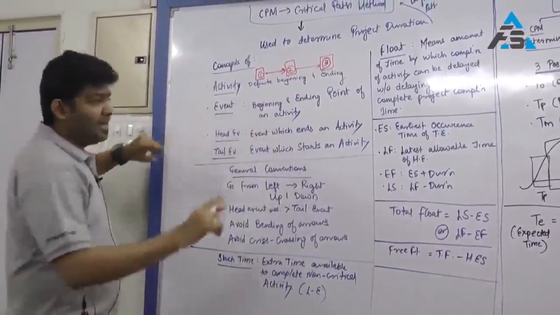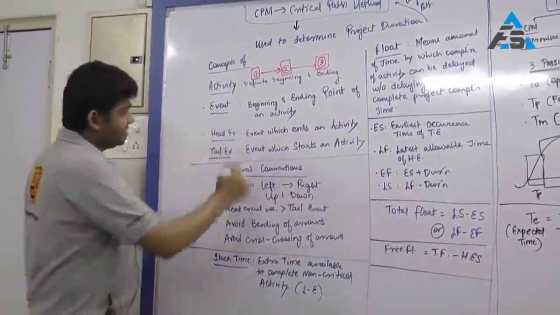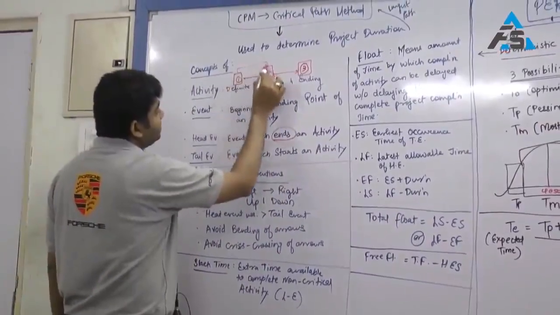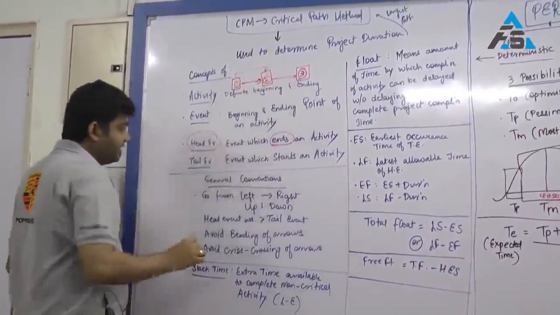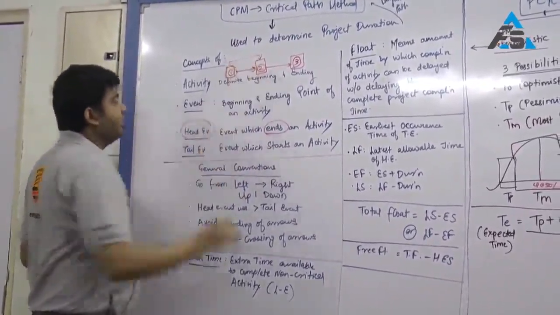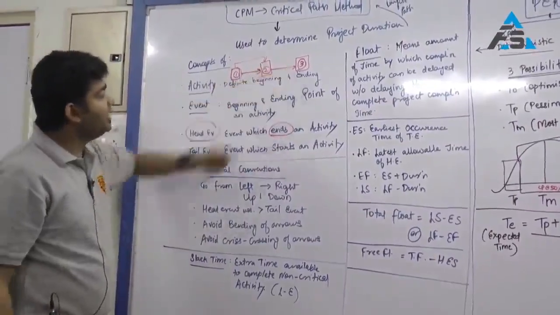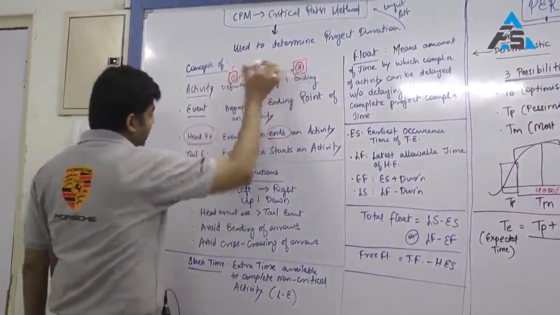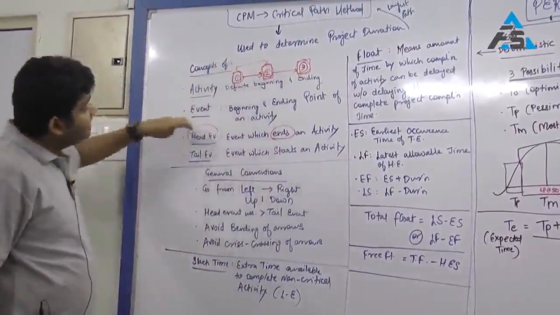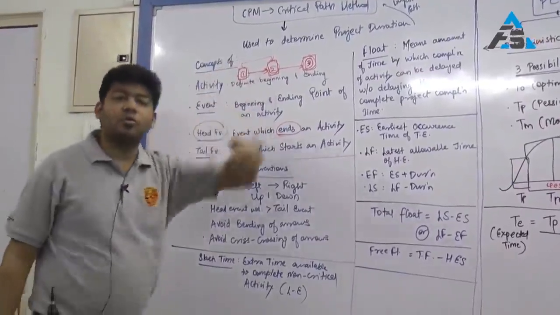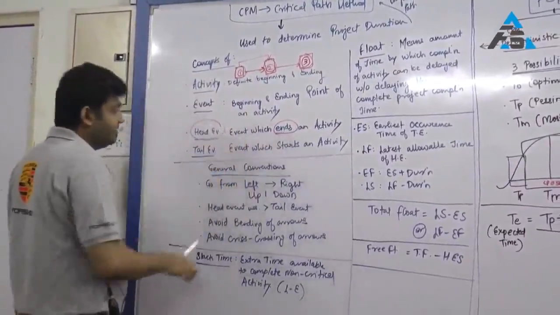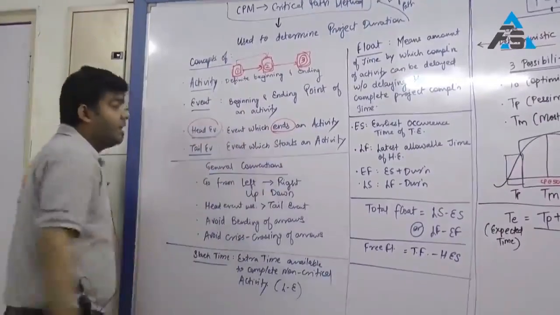Head event, tail event. Every activity will have a head event and a tail event. The event which ends an activity, so there is an activity 1 to 2, this 2 will be your head event. The event which starts an activity is called your tail event. So in 1 to 2, 1 is your tail event. In 2 to 3, 2 is the tail event, and 3 is the head event. So it is not necessary that 2 will always be a head event or always be a tail event. It depends on what kind of activity it is involved in. If it is the end of an activity, it will be a head event. If it is the start of an activity, it will be a tail event.